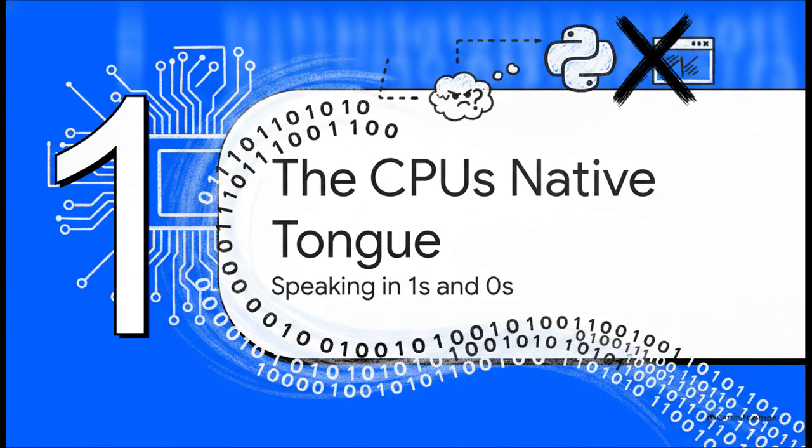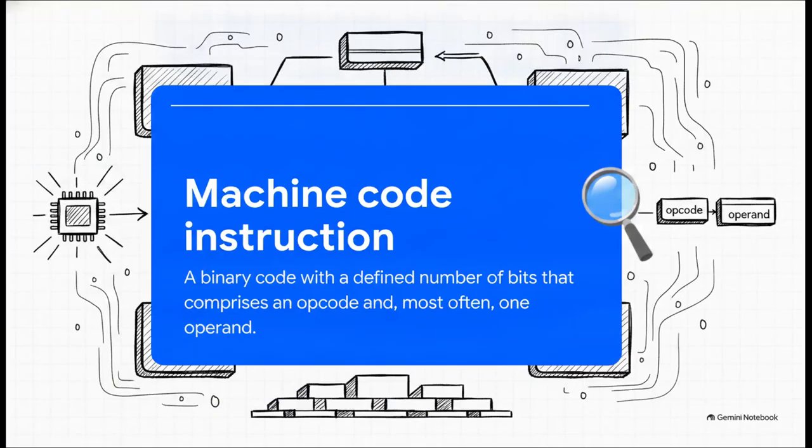All right, part 1, the CPU's native tongue, speaking in ones and zeros. Here's the harsh truth. Your processor, it really doesn't care about your slick Python scripts or your beautiful visual interfaces. Every single action your computer takes boils down to a sequence of microscopic binary instructions known as machine code. By definition, it's a binary code with a specific number of bits that makes up an opcode and usually one operand. This is the absolute atomic level of computing, the bedrock that all digital functionality is built right on top of.